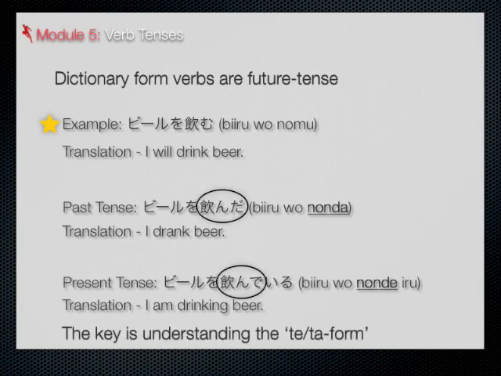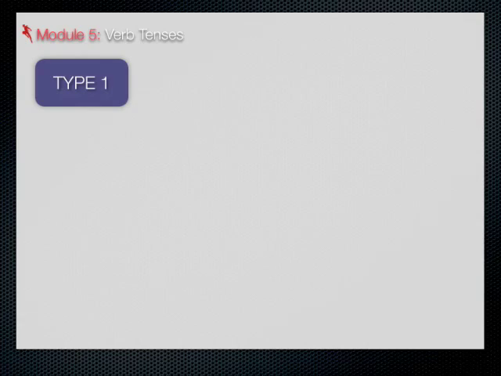But as you can see, the key to understanding past and present tenses is getting a firm grasp of the te form and the ta form. Luckily for us, the rules for changing a verb into its te form and ta form are exactly the same, so that makes our life a lot easier. As you might remember from Module 4, there are three main types of verbs, type 1, 2, and 3 verbs. These types are going to come into play again, so if you need a refresher, I would recommend you go back to Module 4 to look over that section one more time before we continue.